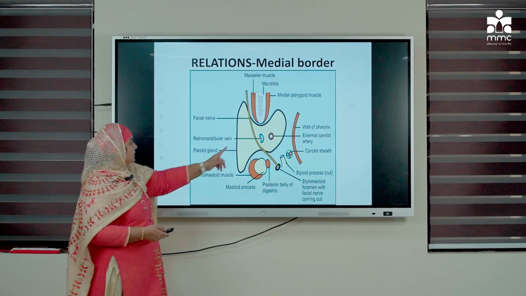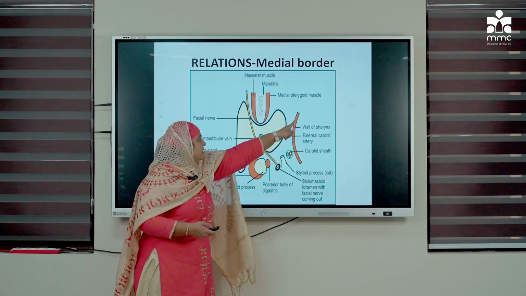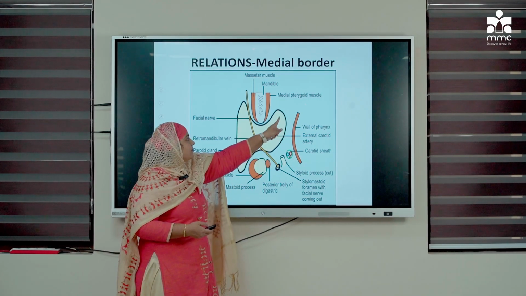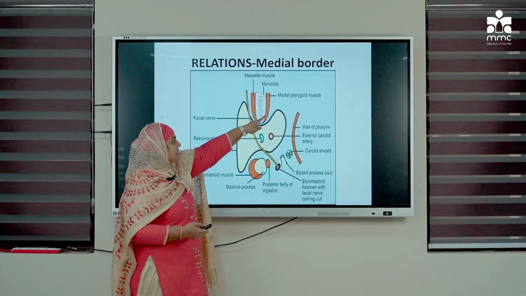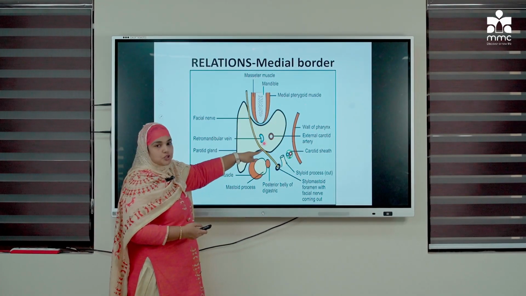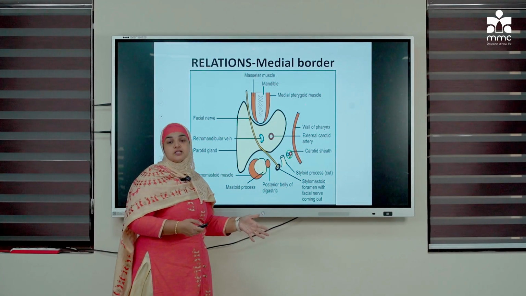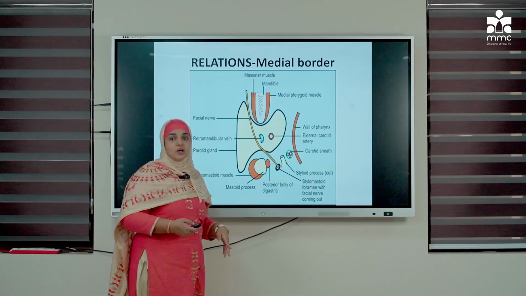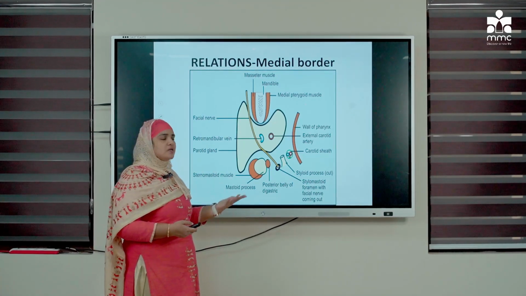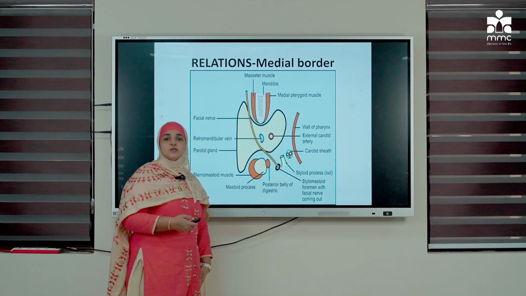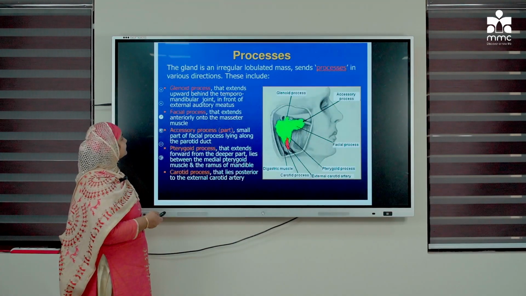Now, the medial border. This is the medial border because here we are seeing the pharynx. The medial border separates the anterior medial surface from the posterior medial surface. There is another name for the medial border: the pharyngeal border. Why do we call it the pharyngeal border? Because it is close to the pharynx. Hence, it is also called the pharyngeal border.